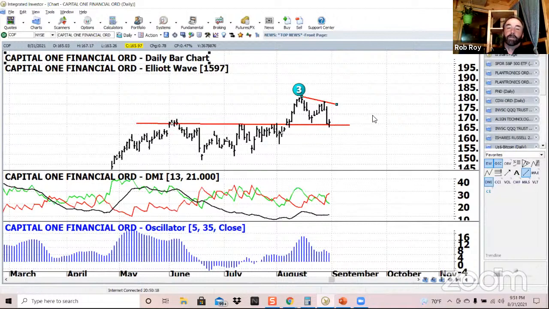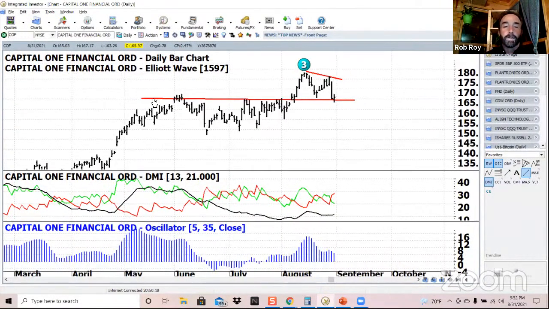When you're testing a support level and trying to make another run, you don't want it to fall back down at a lower high, it's not exactly what you're looking for. This one to me looks like it just doesn't want to move enough because it's been consolidating since May. All that's not your favorite setup there. You don't want a stock that's just shown you that it can go nowhere for 4 months. So let's move on from there.